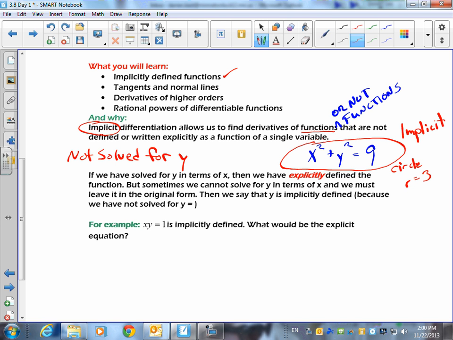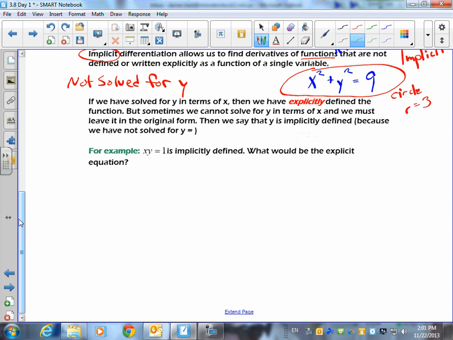Because it's not a function. And I can't write anything explicitly as a function if it's not a function. Does that make sense? So we're going to deal with funky equations that have x squareds and y squareds on them, and you can't always solve them for y. Okay? Let's go. Shall we?